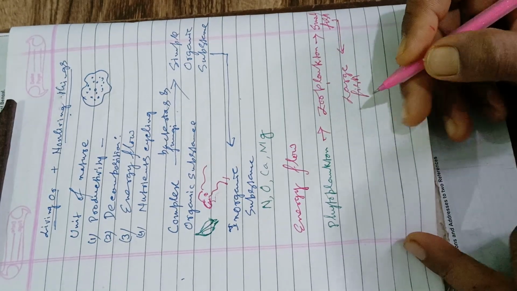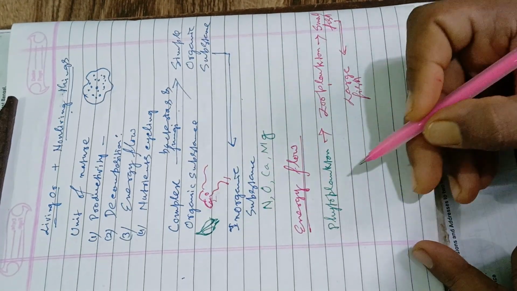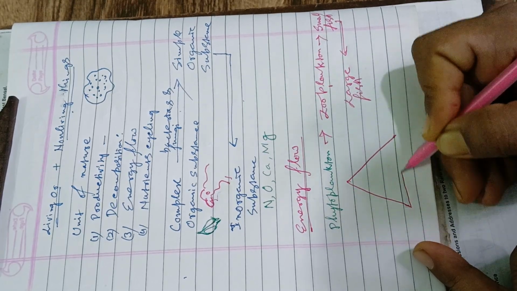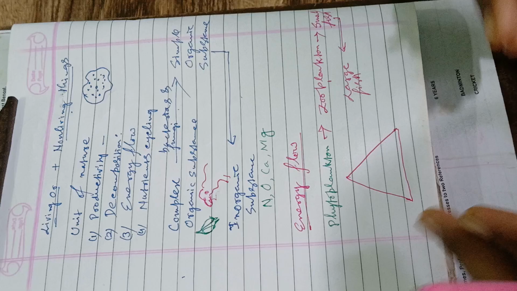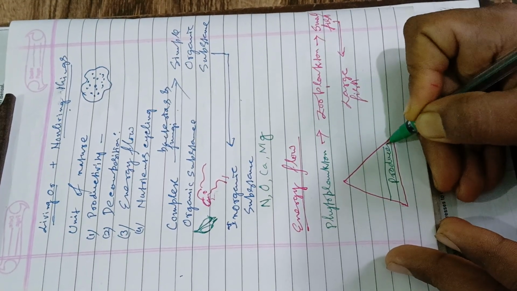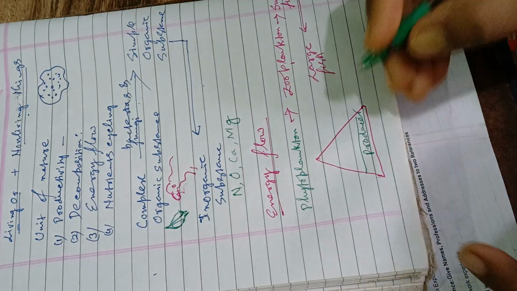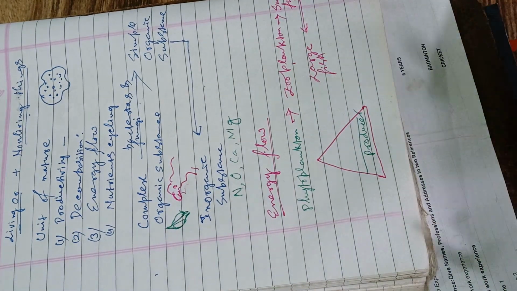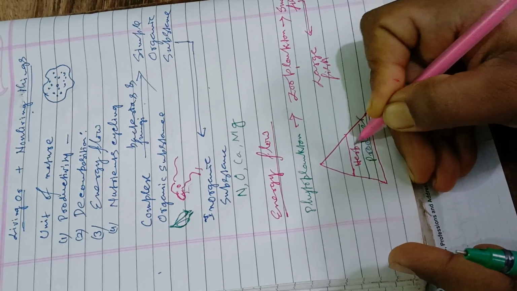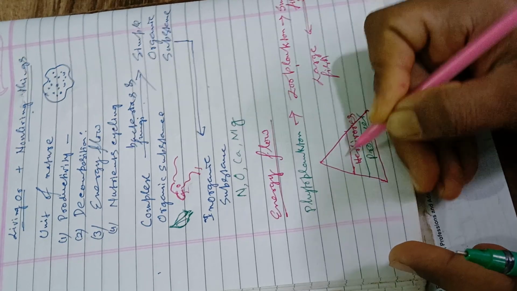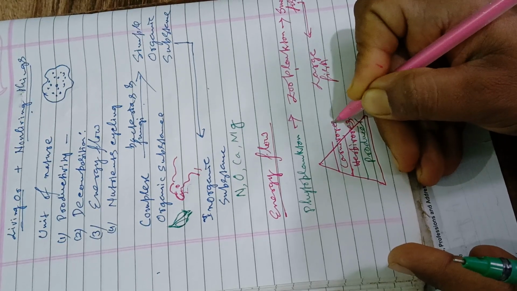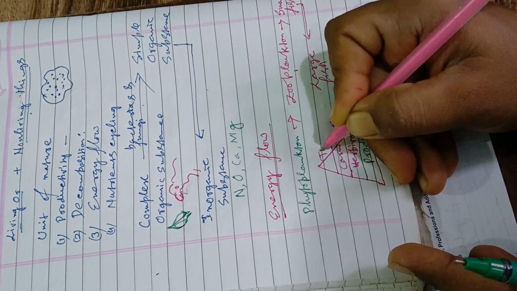So what I am telling, energy flow means when food is transferred from one trophic level to another trophic level, obviously at the base there is the producer, and this producer's food goes to the herbivore's body, herbivores go to the carnivore's body, carnivores go to the top carnivore's body.